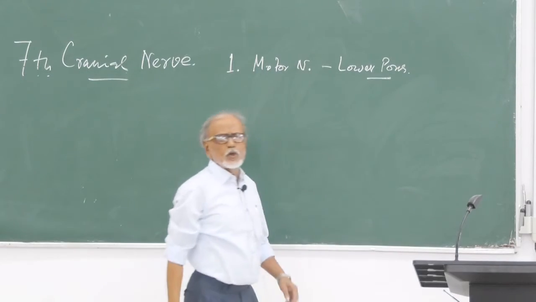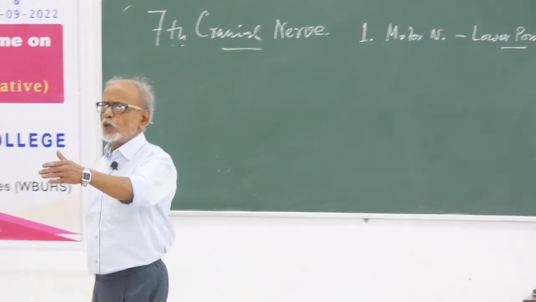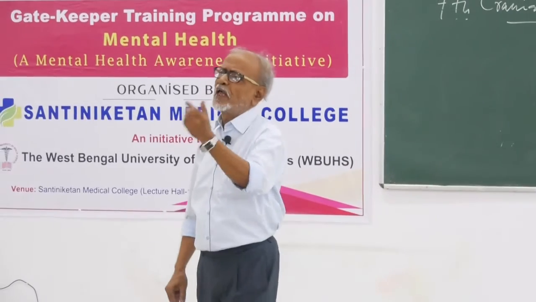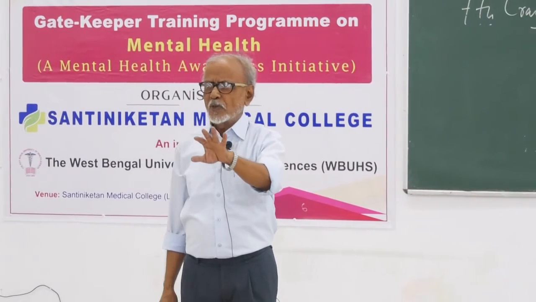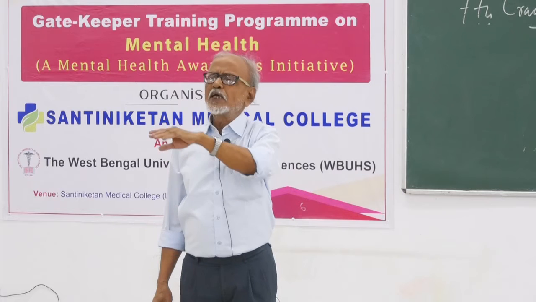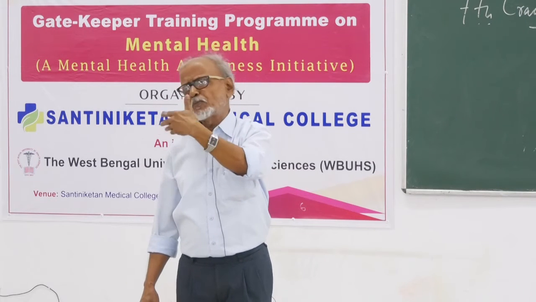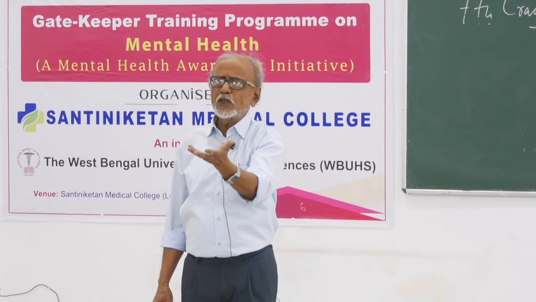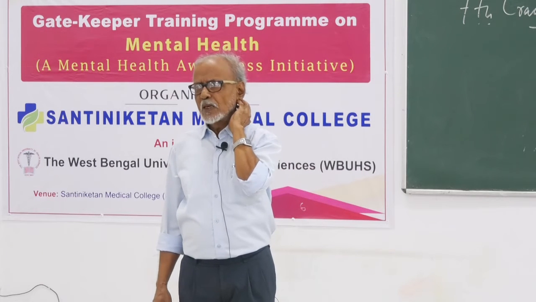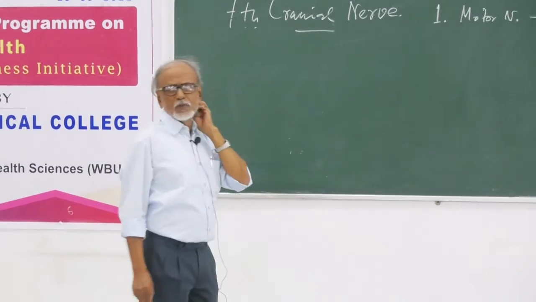Now all these things will be clear to you when we teach you the brain. In a few days all of this will become clear, what we mean by upper pons, mid pons and lower pons, because when you see the pons it will be clear to you. So the motor nucleus will be in the lower pons.